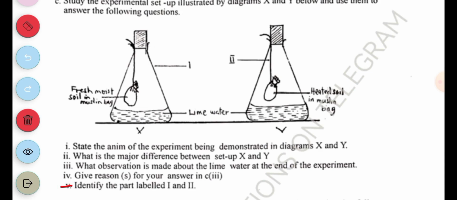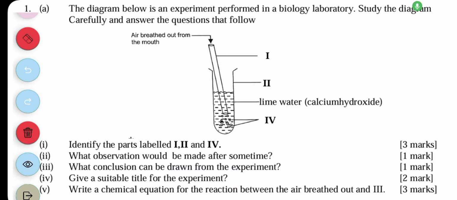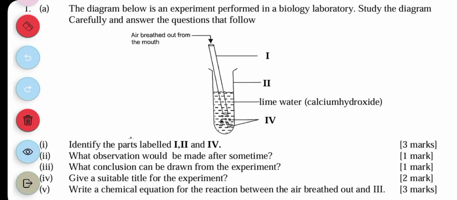Then IV says identify the parts labeled I and II. I is the conical flask, II is a thread. The diagram below is an experiment performed in a biology laboratory. Study the diagram carefully and answer the questions that follow. Identify I, II and III. I is a delivery tube and II is a test tube. Then III is bubbles.